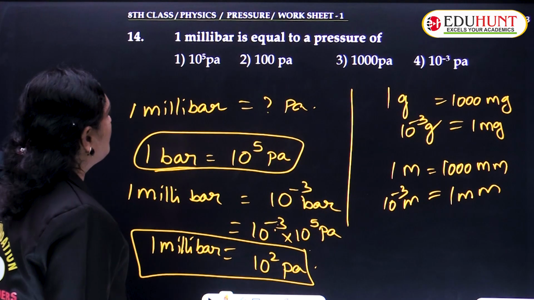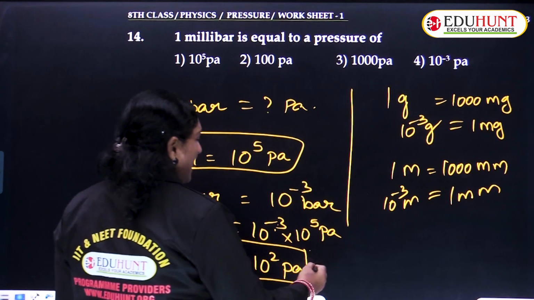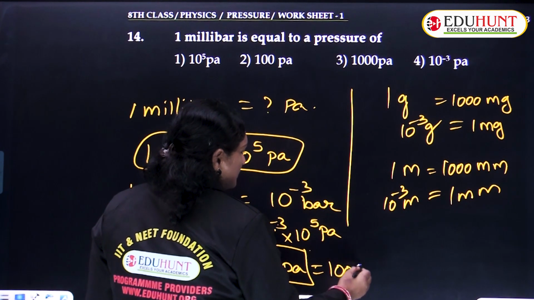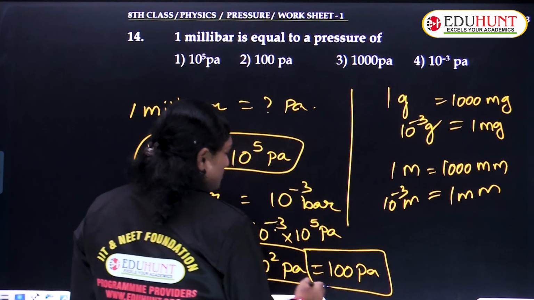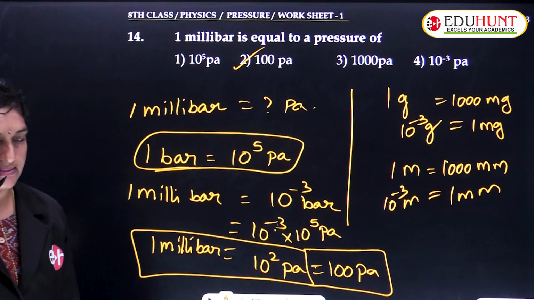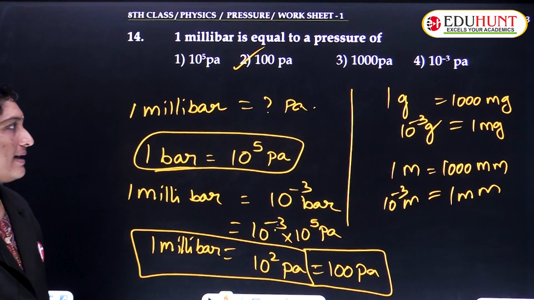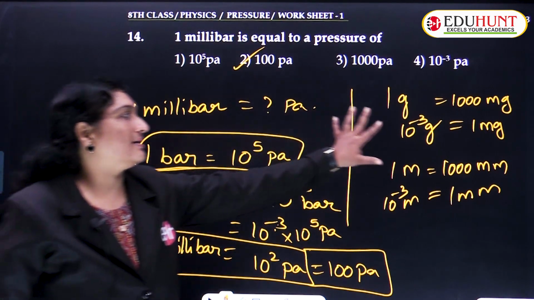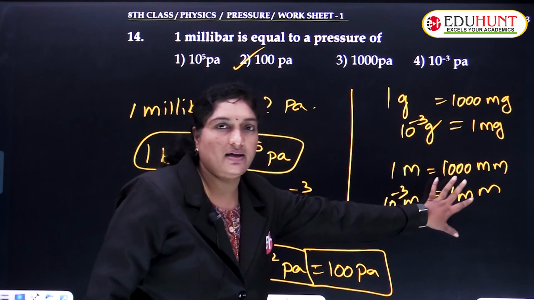So, where is the correct option, children? 10 power 2 is nothing but 100. So, 100 Pascal. Either 10 power 2 or 100, both mean the same, that is 100 Pascals. So, like this you have to answer, children. This is a rough calculation I gave you just to make you understand.